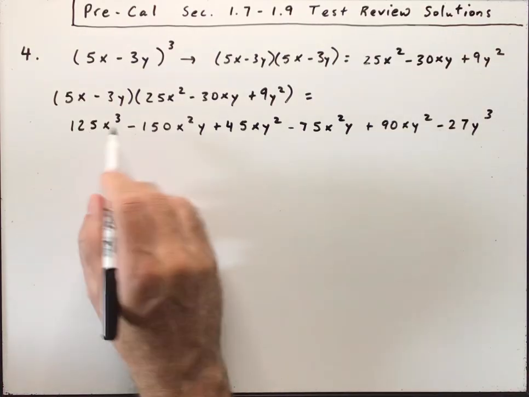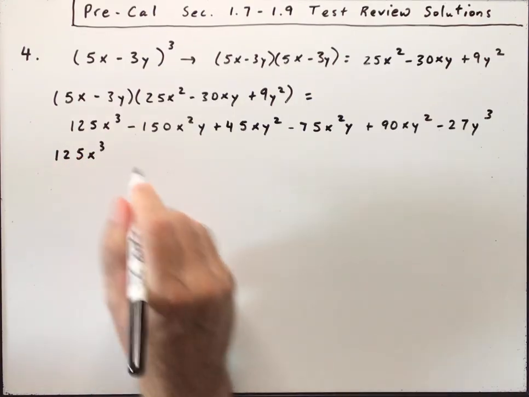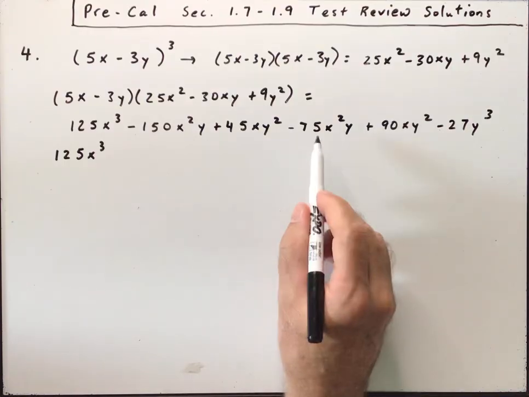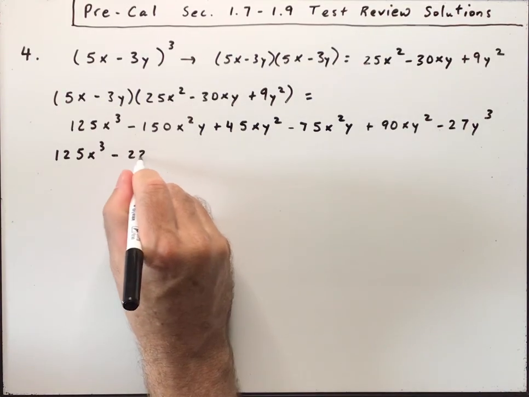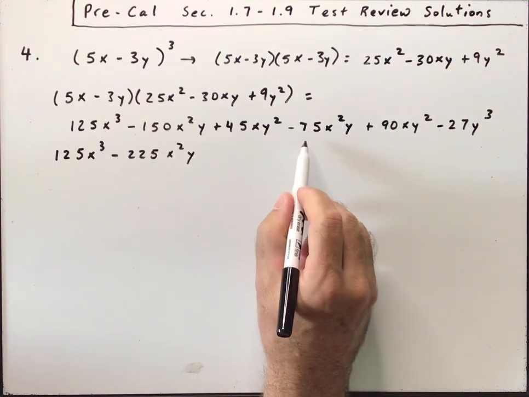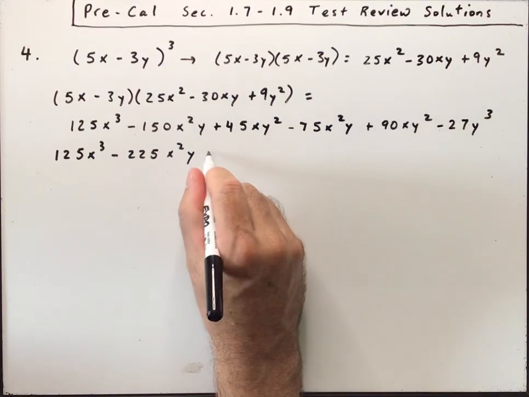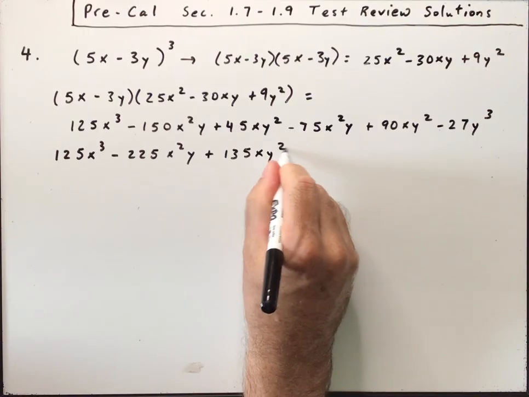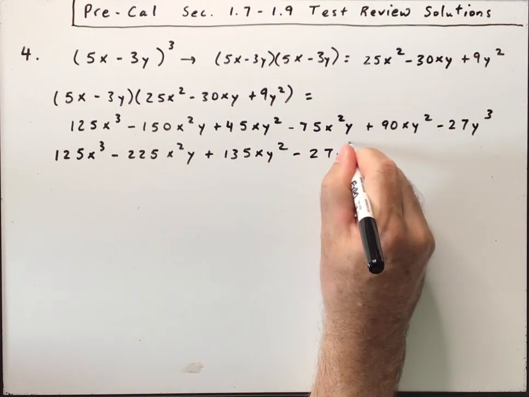All right, so let's combine like terms. There's no other x cubed terms, so 125x cubed. All right, x squared y. So we've got negative 150, negative 75. So that's going to be minus 225x squared y. And then xy squared, I've got 45 and 90. So that'd be plus 135xy squared. And then finally the minus 27y cubed.